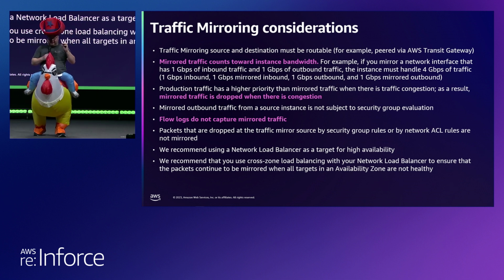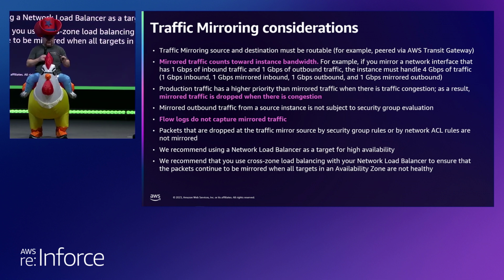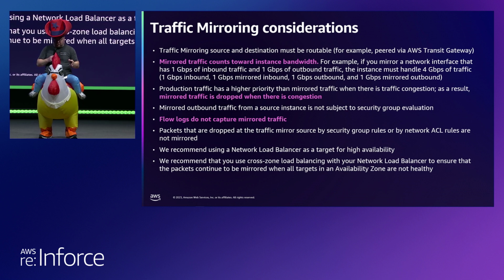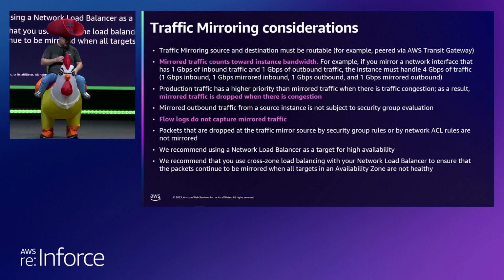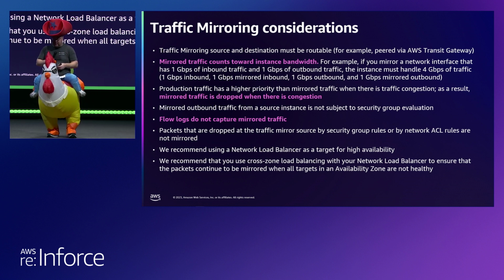The production traffic has a higher priority. So in places where there potentially is congestion, mirroring traffic is going to be dropped. So we treat the traffic mirroring as essentially best effort, right? Which 99% of the time is going to be fine, but if congestion ever occurs, we will drop the mirror traffic.